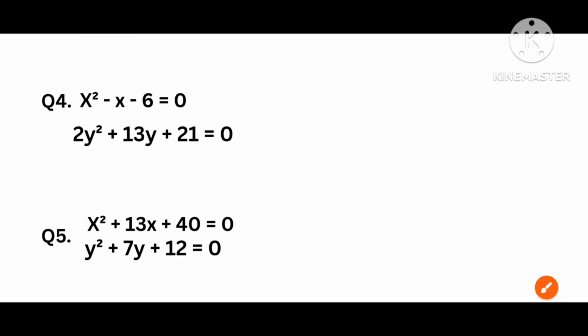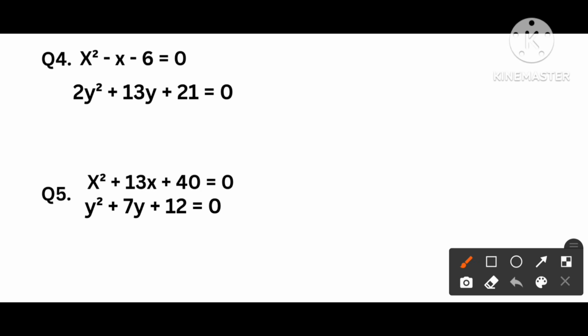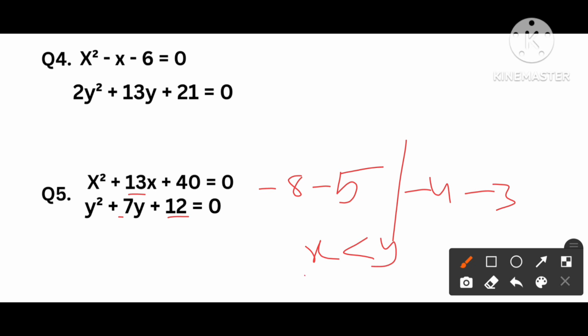Next, the final question of the quadratic equation. Let's solve this one. 40. We need to get 13. 8 5 times will be 40 and the sum of these two we get 13. Plus and plus means both the roots are negative. 12, and we need to get 7. 4 3 times will be 12 and we got 7 as the sum of these two. Plus and plus means both the roots are minus. Now by comparing these two it is clear that x is lesser than y.